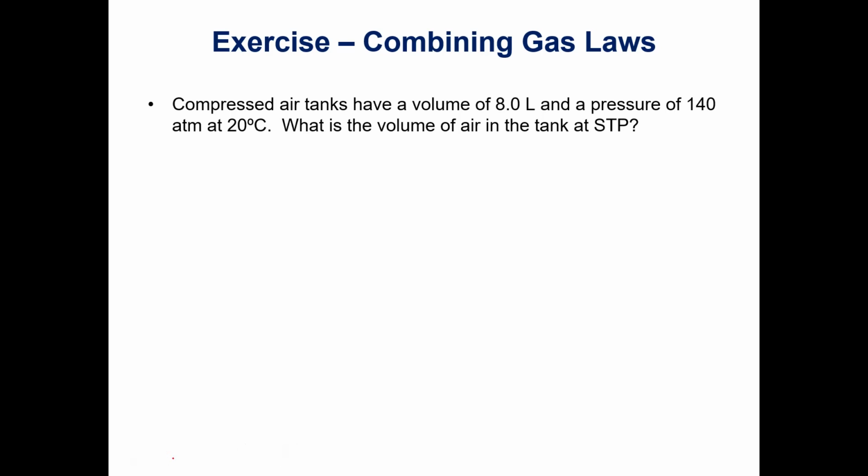Okay, so let's look at an example where we combine some of the gas laws. So we have compressed air tanks that have a volume of 8 liters and a pressure of 140 atm at 20 degrees Celsius. And we want to know the volume of air in the tank at STP. So remember we said earlier STP is 1 atm and 273 Kelvin. So we have volume, pressure, and temperature. And then we have temperature and pressure and want to know the new volume.